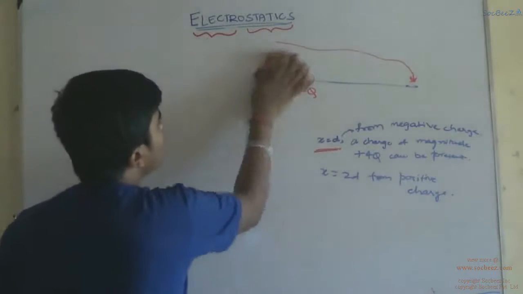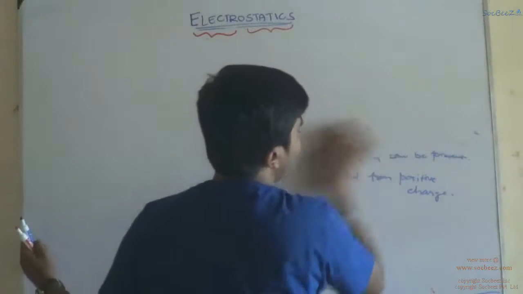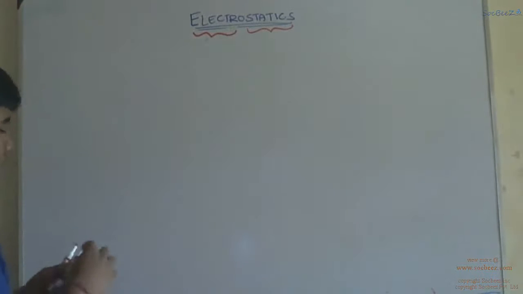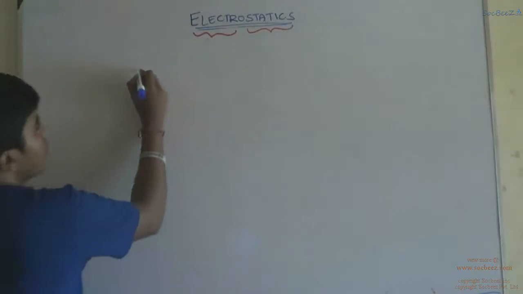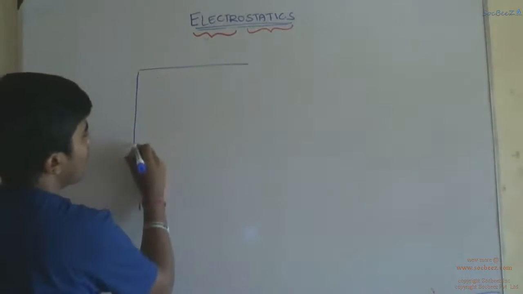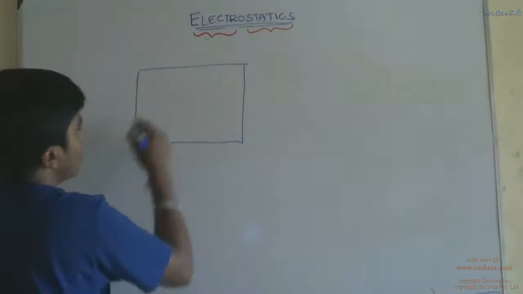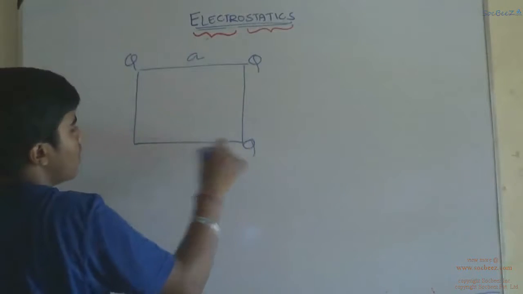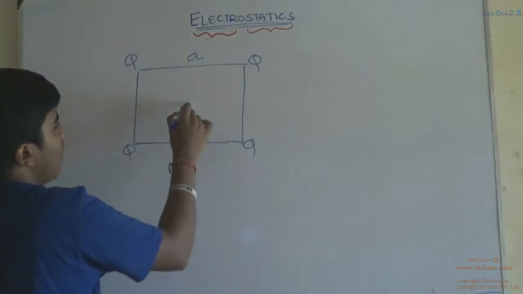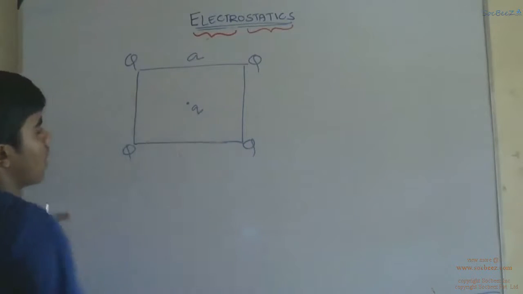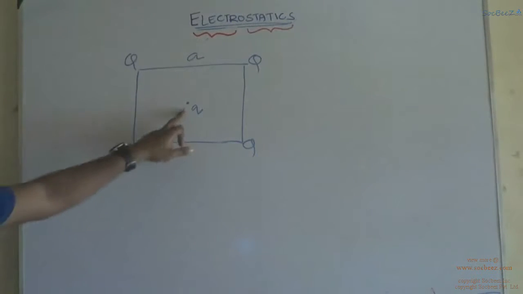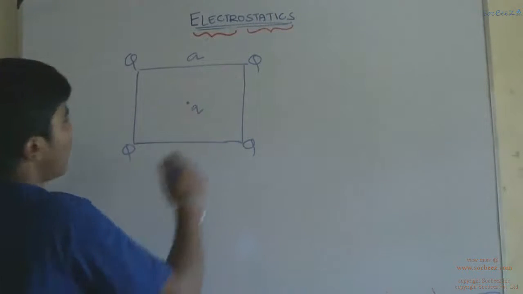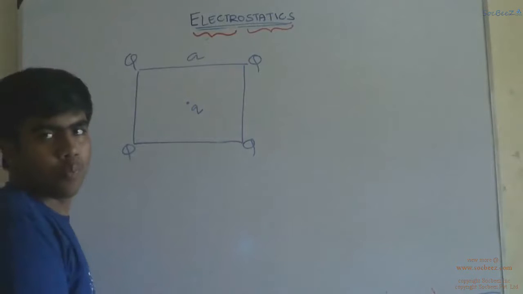Now, again based on the same concept, this is a square of side A. I have 4 positive charges Q present here, and a small charge q at the center. Now what should be the magnitude of q such that the net system is in equilibrium?